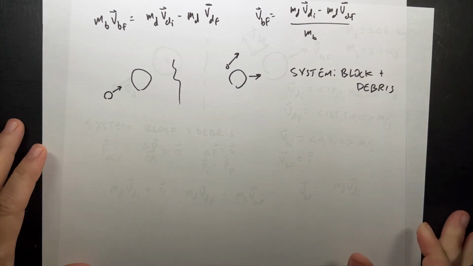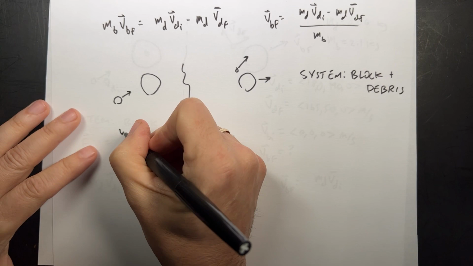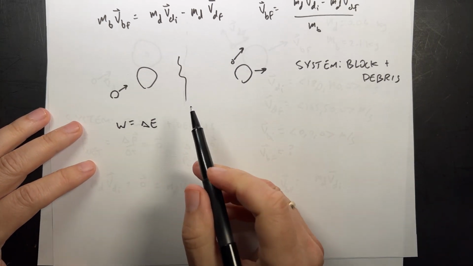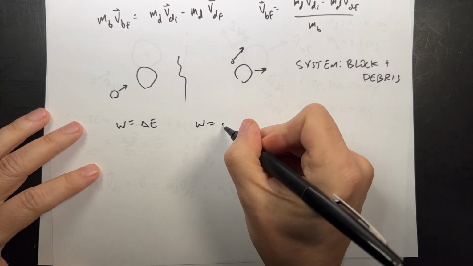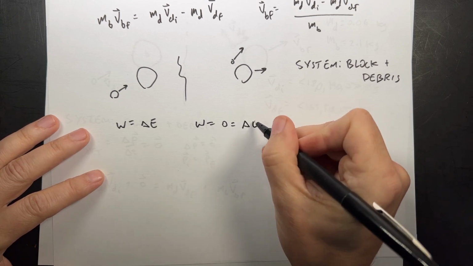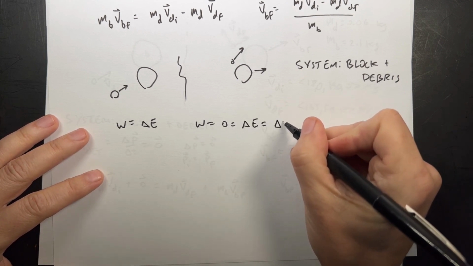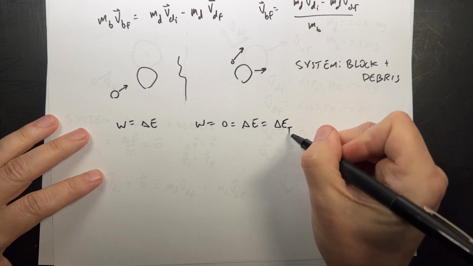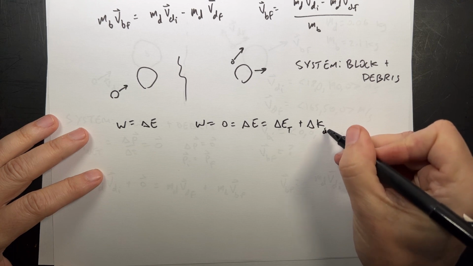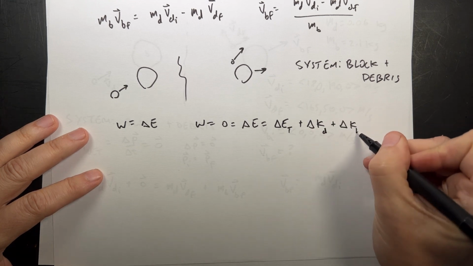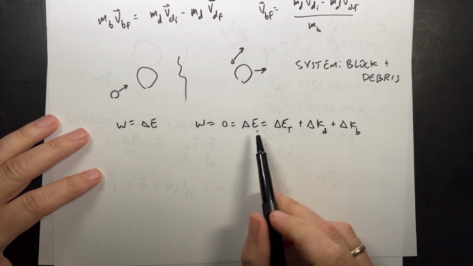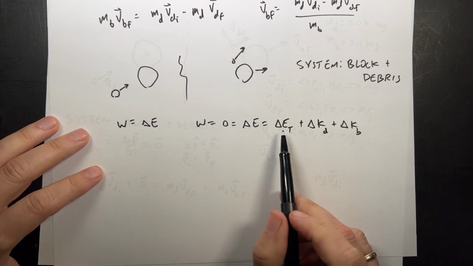And if I think about it in terms of energy, I can say, well, the work is equal to the change in energy. But if that's my system and there's no external forces, then there's no external work, so the work is 0. And that means the change in energy is going to be the change in thermal energy plus the change in kinetic energy of the debris, that's a D, plus the change in kinetic energy of the block. So I just need to calculate these changes in energy, and I know they have to add up to 0, and that means I can find the change in internal energy, the thermal energy.